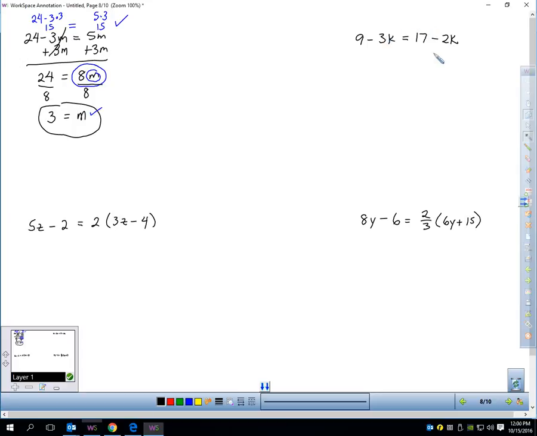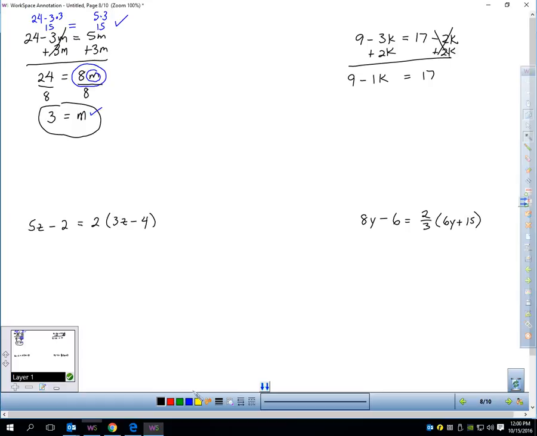So to get rid of a minus 2k, I should add 2k. And I can only add it to my like terms, which are the k's. So I'm adding it here. These cancel. I have 17 on the right. I have 9. And minus 3k plus 2k is minus 1k.